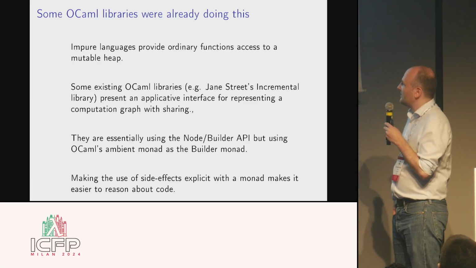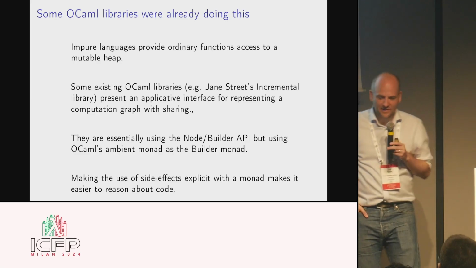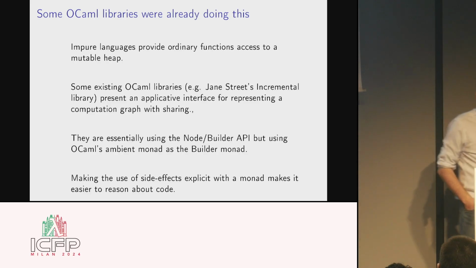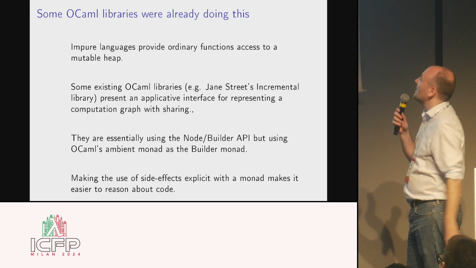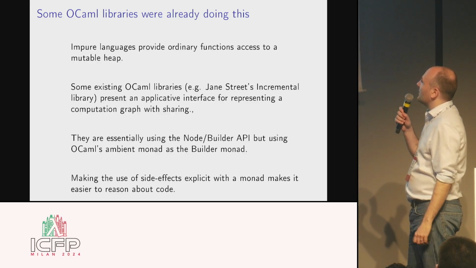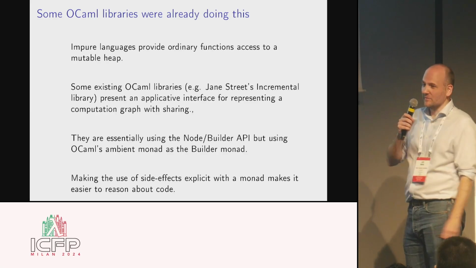I think it's nice to make the monad explicit for the same reason that it's nice to make side effects explicit in general. It makes it a little easier to reason about your code. But I was surprised. Mostly, I've been confused by Incremental for years, and now I am less confused about how Incremental works.